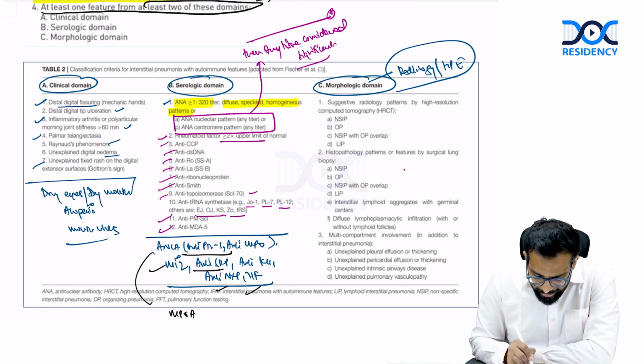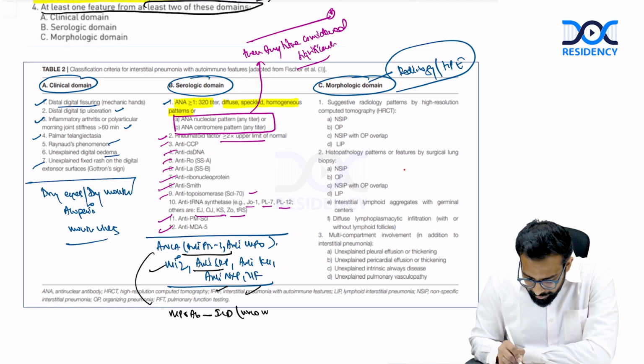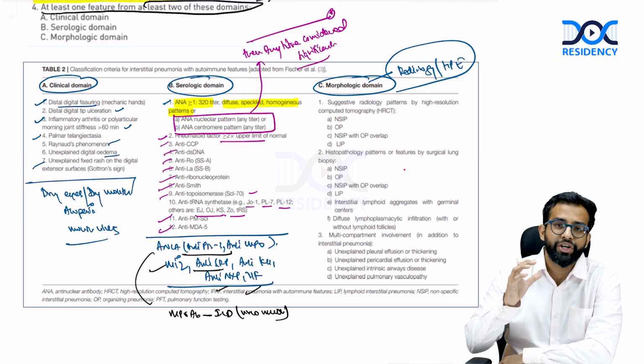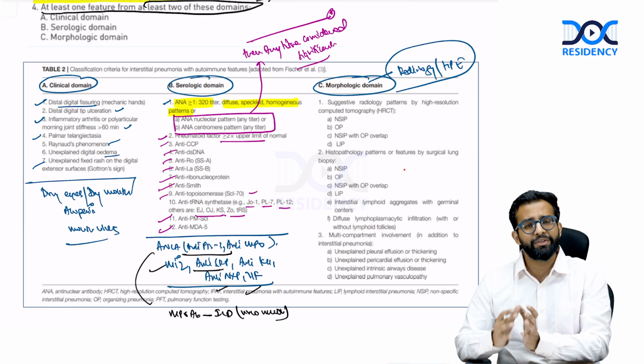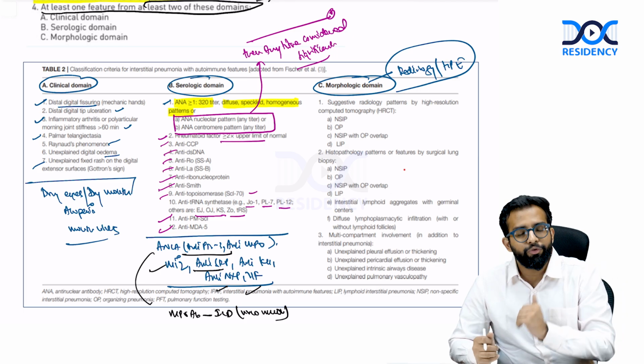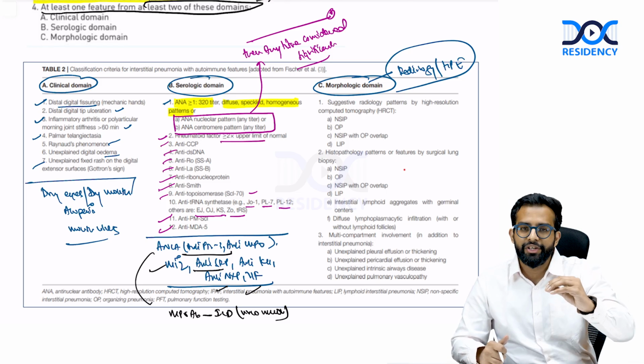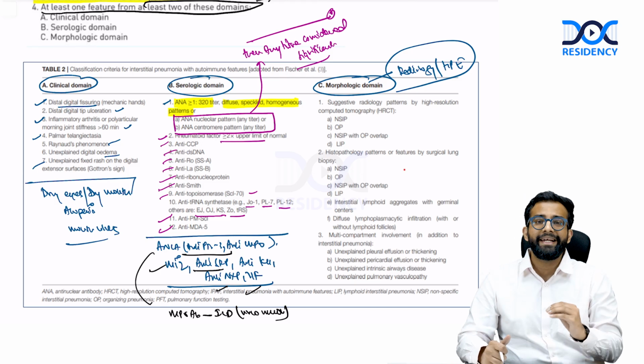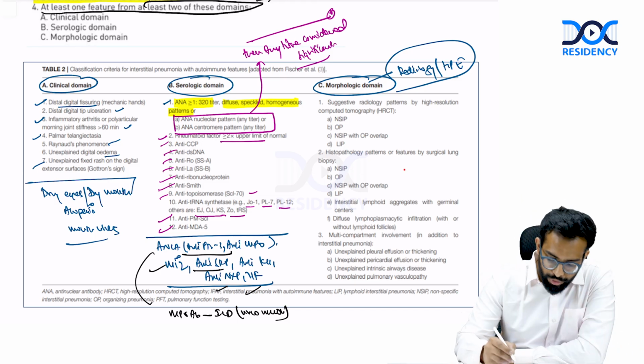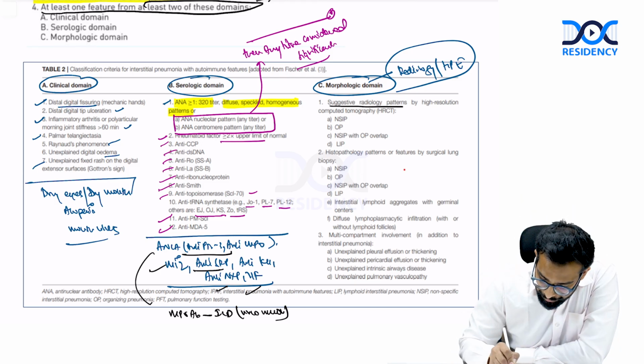Anti-MPO antibody can be associated with ILD, but it's uncommon and therefore it is not considered part of this serological domain. Next, coming to the morphological domain. Under the morphological domain, it could be radiological features, or histopathological features, or the presence of multi-compartment involvement. First, coming to the radiological features.